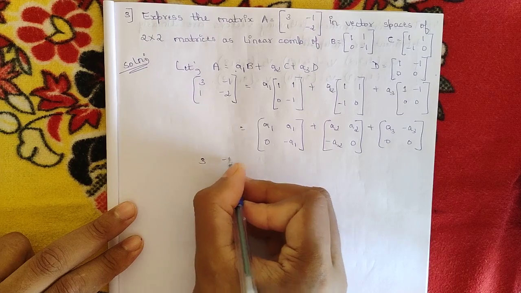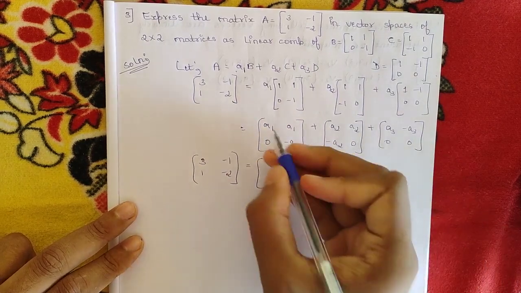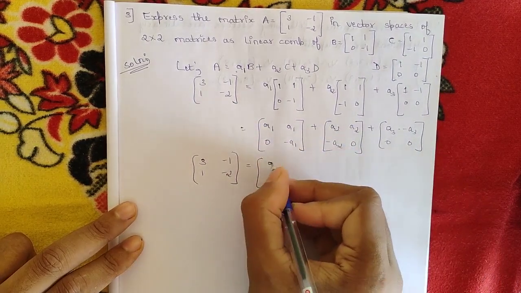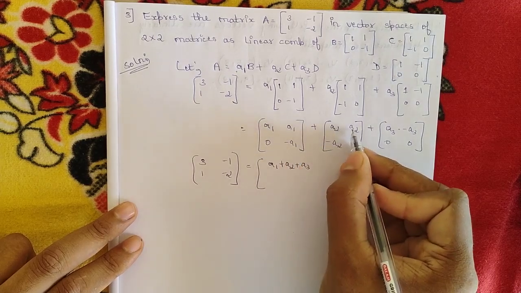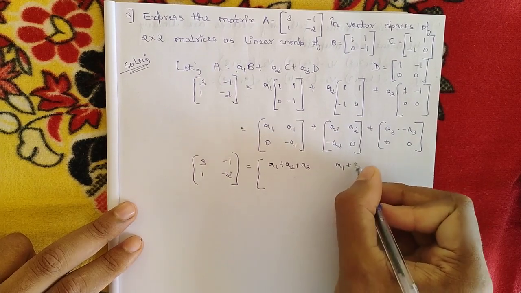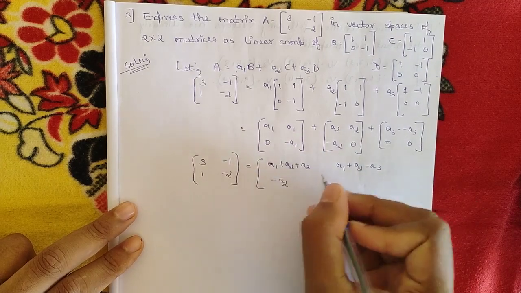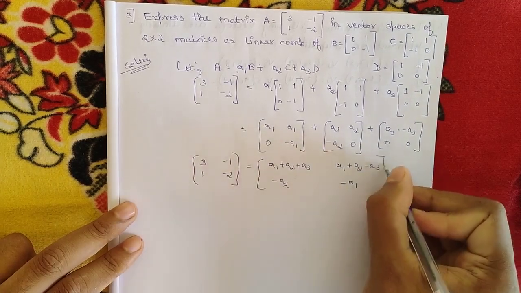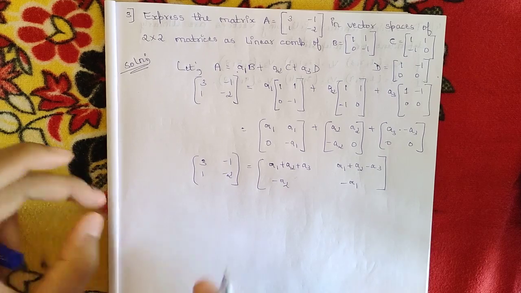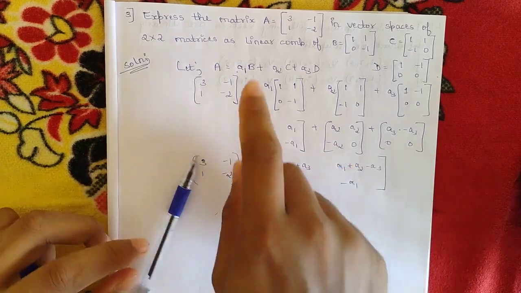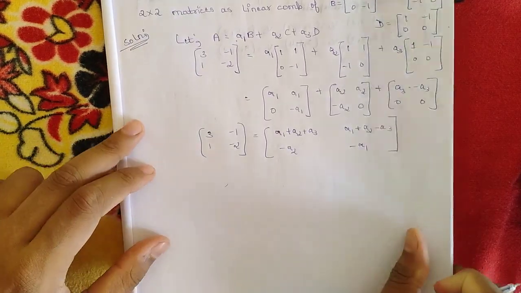Now 3, minus 1, 1, minus 2 is equal to the addition of these three matrices. First element is A1 plus A2 plus A3. Next we have A1 plus A2 minus A3. Next we have 0 minus A2 and 0, so it is minus A2, and here it is minus A1. Okay, our goal is to find the values of A1, A2, A3 here. In order to represent it as a linear combination, we need the values of A1, A2, A3, right? So now using these equations we could easily find the values of A1, A2, A3.